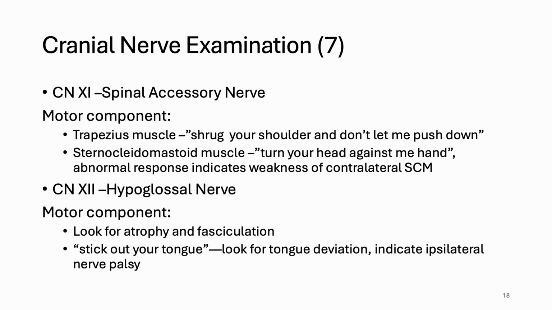To check for the 12th cranial nerve, which is the hypoglossal nerve, you would ask the patient to open their mouth and you should look for any atrophy or fasciculations of the tongue. Then you will ask the patient to stick out their tongue to look for tongue deviation towards the site of the palsy, and any weakness would indicate ipsilateral 12th nerve palsy.